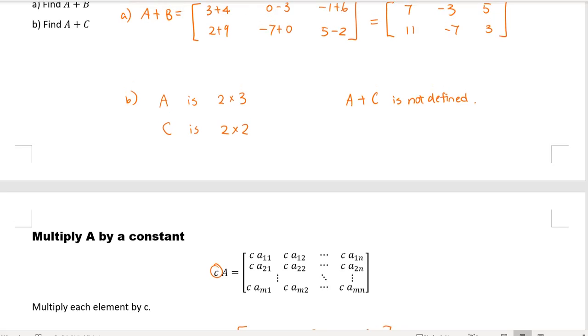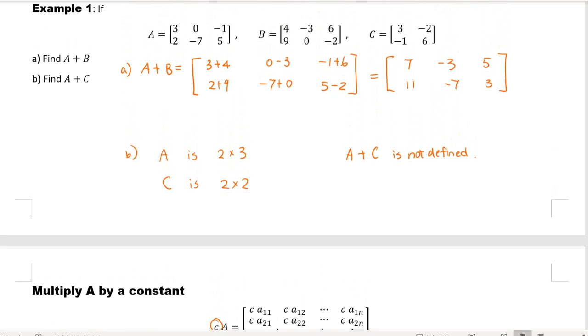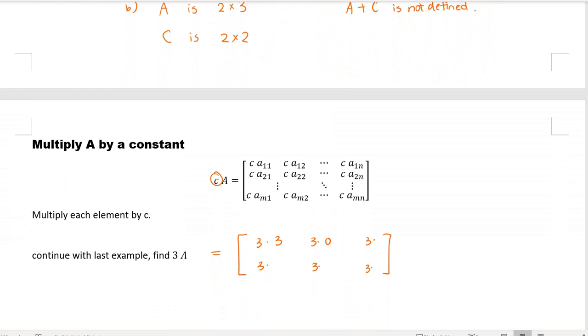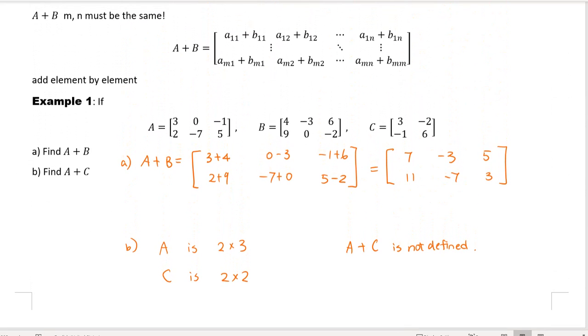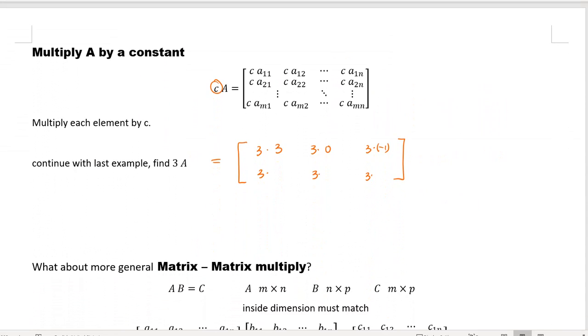Okay, but what is A? Let me see. 3, 0, minus 1. And the second row, 2, minus 7, 5. Alright, let's see. So 3 times 3, 9. 3 times 0, 0. 3 times minus 1, minus 3. 3 times 2, 6. 3 times minus 7, minus 21. 3 times 5, 15. So this is the answer, 3A.